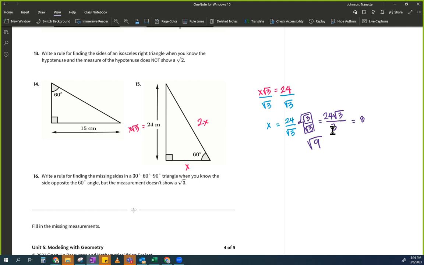Okay, so that's what x is. So I'm going to go over here and label it x. So that's 8 root 3. And then I'm going to multiply it by 2. So that's 2 times 8 root 3. Do you guys know how to multiply this? What's 2 times 8 square root 3? Anybody know this? Yeah, it's 16 root 3. Outside times outside is 16 root 3.